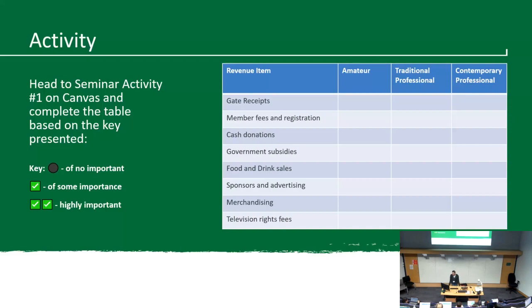Okay. Government subsidies or government grant funding. Amateur clubs. Yeah, some. Traditional professional. Yeah, highly or some. Yeah, and contemporary professional. Kind of depends, doesn't it? Because it depends what kind of government subsidy it is, right? So traditionally you'd say it's not going to be very relevant, but then government might build a new stadium for a club or something like that. So there could be some subsidies there.